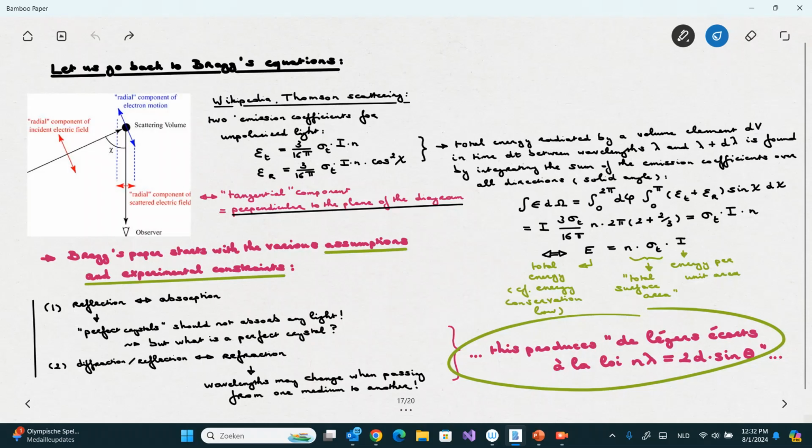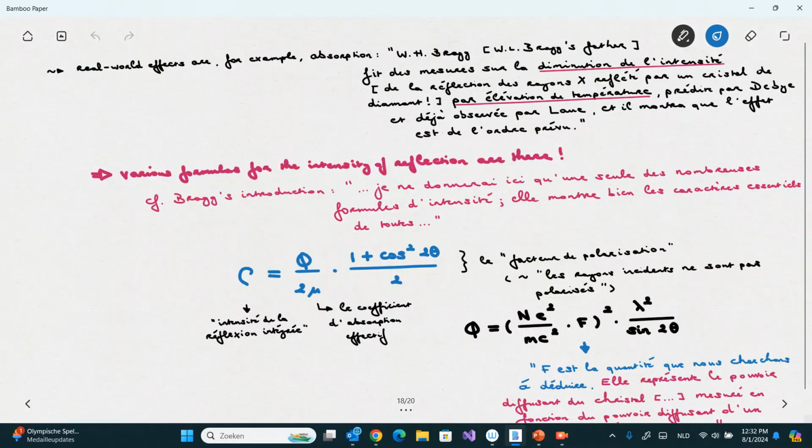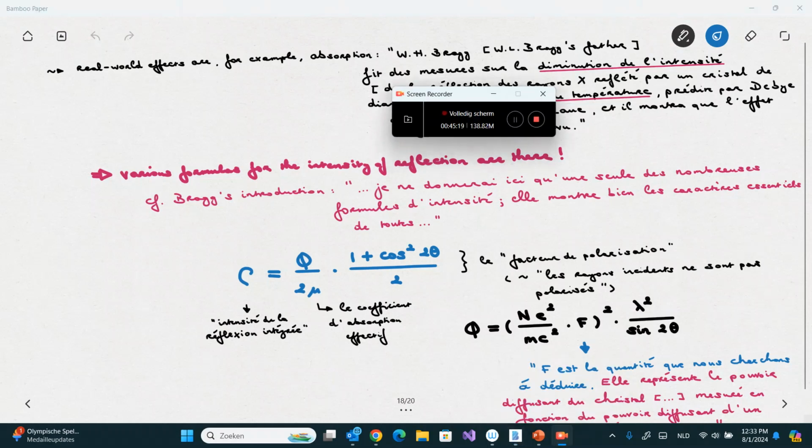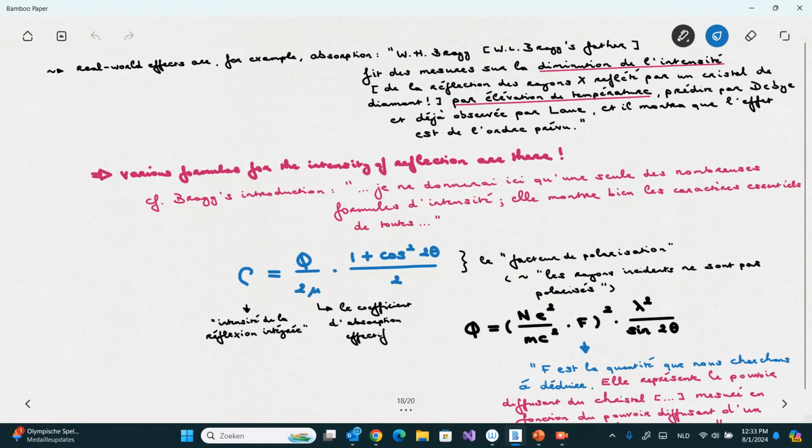So according to Bragg, he warns for that. This produces slight deviations from Bragg's law, where the angles of reflection should respect this law. The point to note is that I know you probably switched off. I've been talking for 45 minutes. That's okay. I'm almost finished. Yeah, many real-world effects are there.